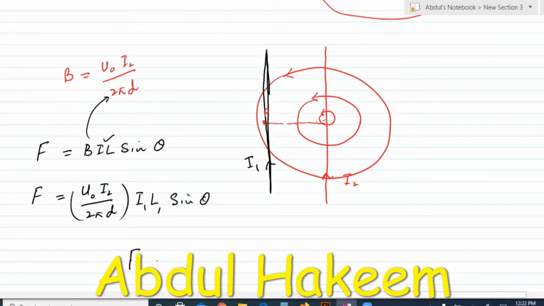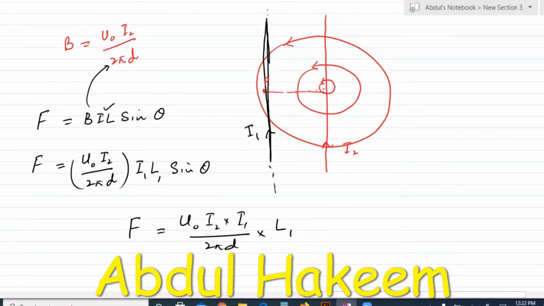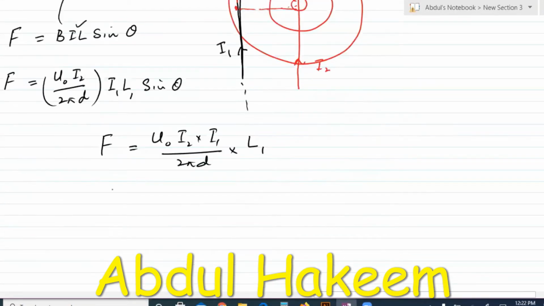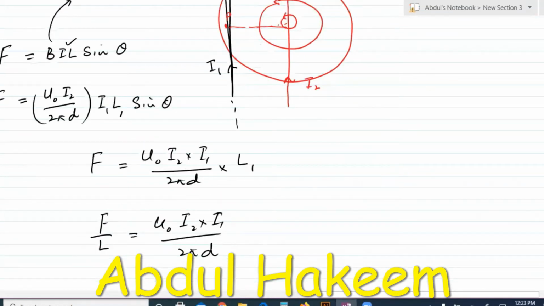So F is equal to mu naught I2 I1 over 2 pi d into L1, but the sine theta will be 1. But if the wire, this black one, is infinitely long, again, F divided by L, force per unit length, will be determined. So mu naught I2 I1 over 2 pi d. So this is the formula.